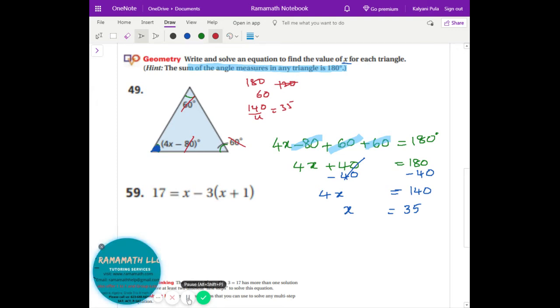This is what you need. Okay, see that one, Bhavishya, I'm bringing another point up here. Since you see this, these two angles are 60 and 60, the other one has to be 60 because it's an equilateral triangle. So when you have that 60, simply you can put 4x minus 80 equals 60 also. That gives you 4x equals 140, and then x is 35.